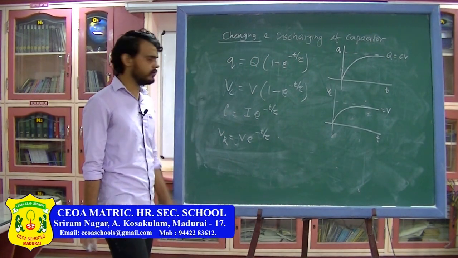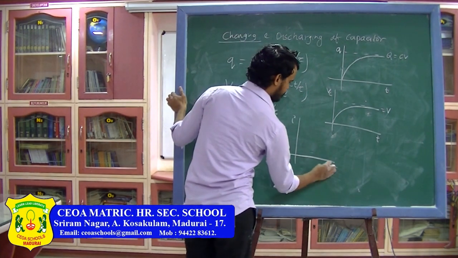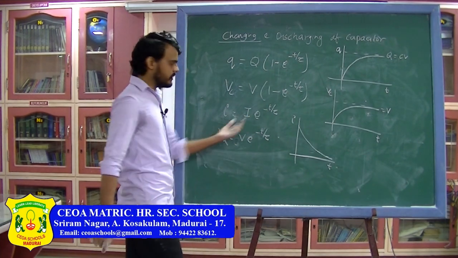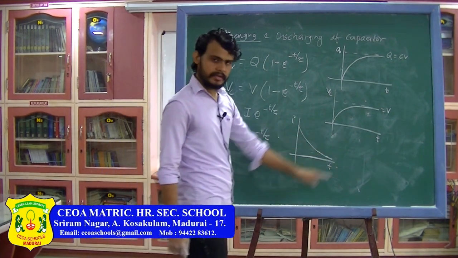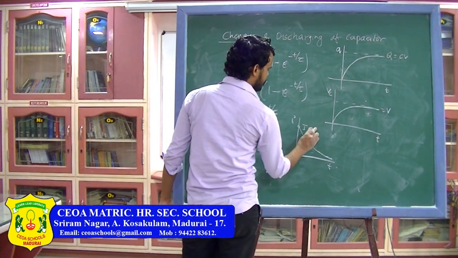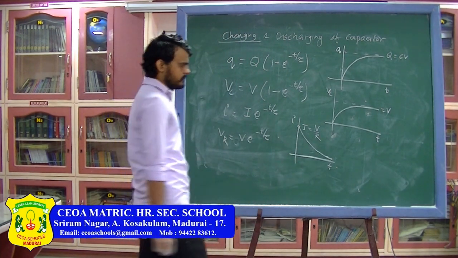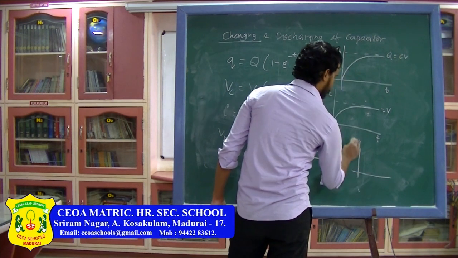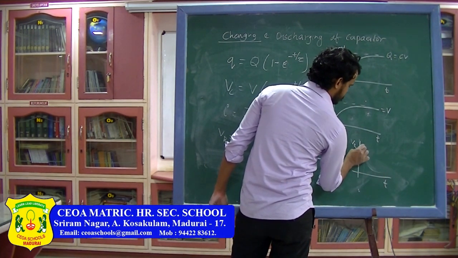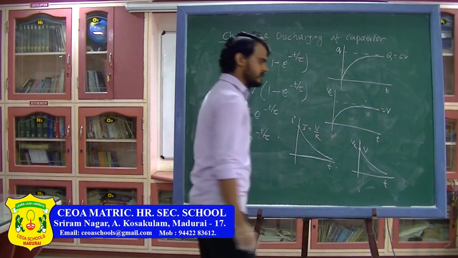Similarly, you can draw the graph of current. The graph of current will be an exponential decrease. You can see here it is e to the power minus t. So here the graph will be an exponential decrease. The maximum value of the current is I, which is equal to V by R. And similarly, you can draw the graph of VR versus t. And the maximum voltage across the resistance is V.